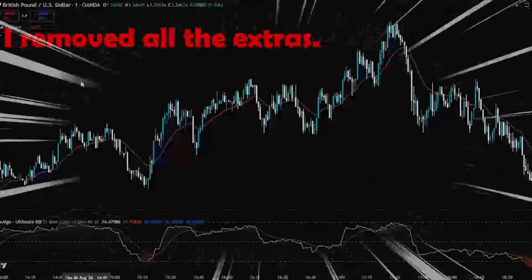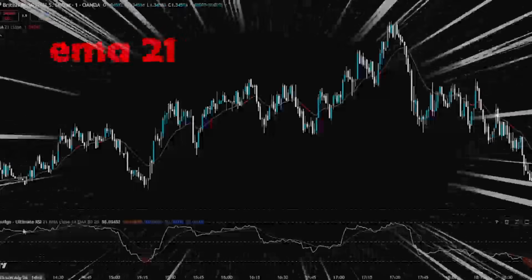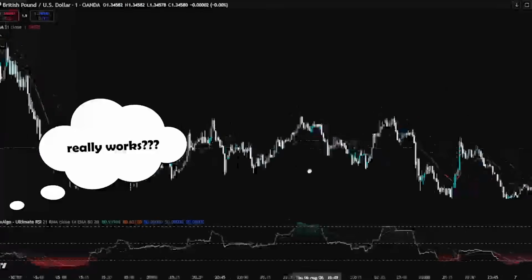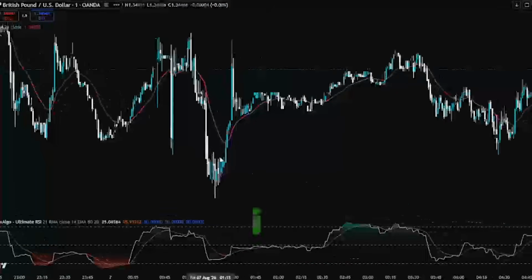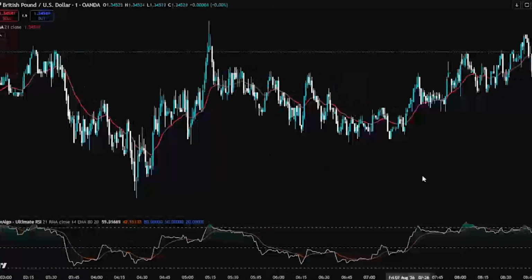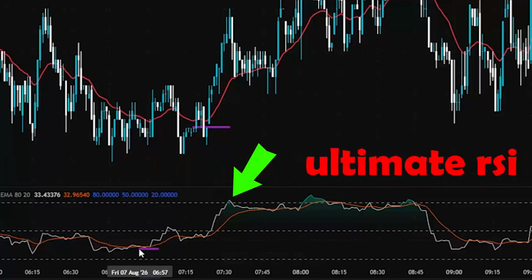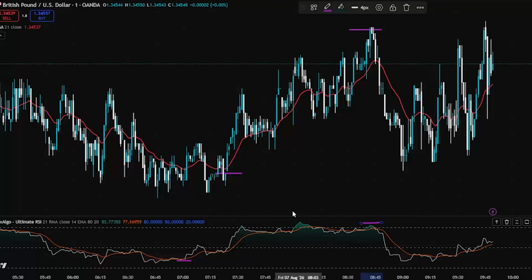I removed all the unnecessary indicators and kept only EMA 21 plus a powerful RSI method. But the real question is, does it actually work? Let's backtest it. The goal of this strategy is simplicity. We are using EMA 21 as our trend filter and ultimate RSI as our momentum confirmation.